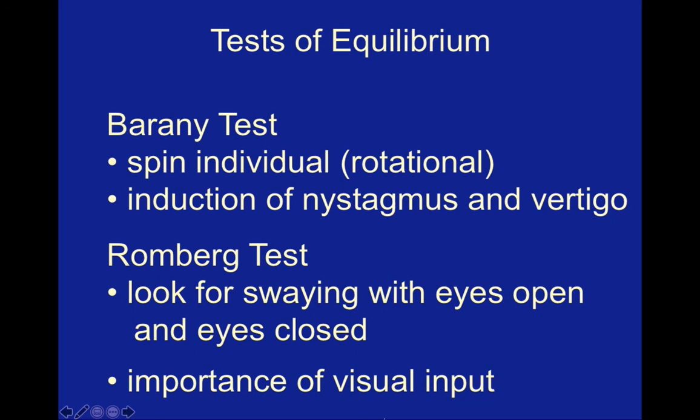Visual input is critical for maintaining our body's static equilibrium. And this is why when you get sick in a moving vehicle, you're told to look out the window at various still objects. So these are your two tests that will be used to assess equilibrium. The Romberg test will assess static equilibrium, and the Bárány test will assess our rotational or dynamic equilibrium.